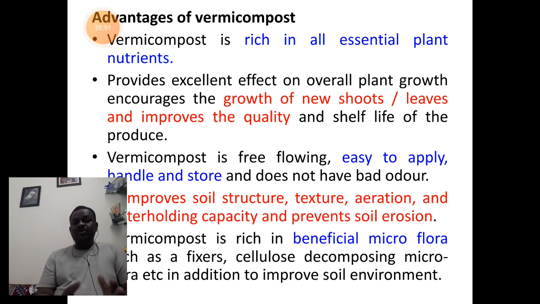After understanding the methodology of vermiculture and vermicomposting, the next concept we shall now discuss is the advantages of vermiculture and vermicomposting. It includes many advantages. To start, one by one, they are as follows. The first one is that vermicompost is rich in all essential plant nutrients. Just now we have understood it is rich in calcium, magnesium, sulfur, zinc, iron, potassium, nitrogen, phosphorus, etc. All nutrients are present even in the vermicompost.